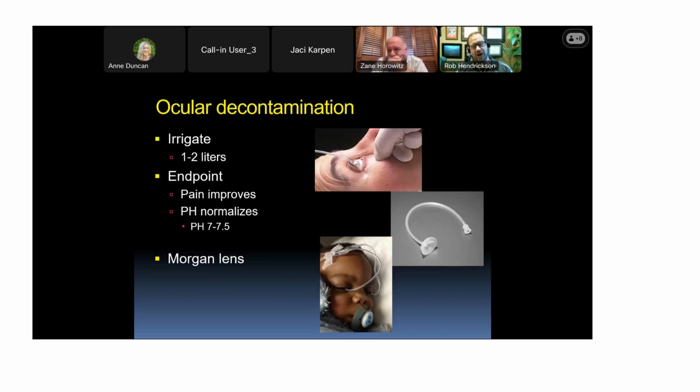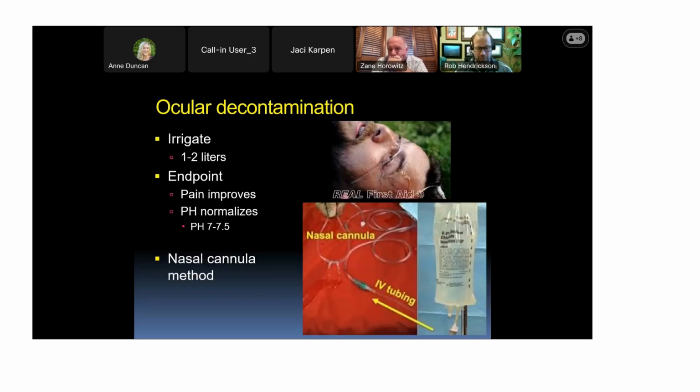The other option, besides a Morgan lens, is just to do the whole nasal cannula method, which I don't know how many of you have used before, but the idea is you just take the nasal cannula, you hook it up to the IV tubing, and then the fluid comes out and you put it on the bridge of their nose. So that's what I would do. If I looked in someone's eye and saw the whole cornea was denuded, I would probably do this method. I wouldn't put a Morgan lens in.